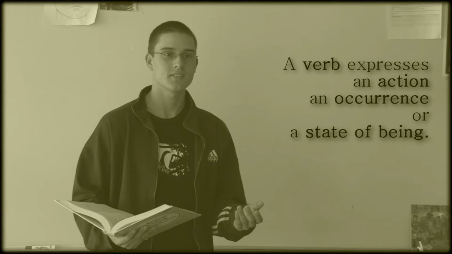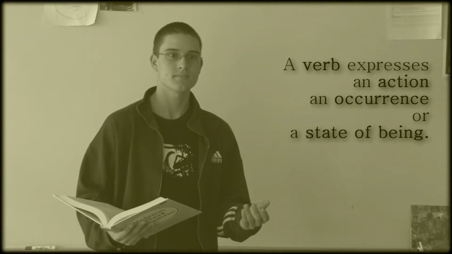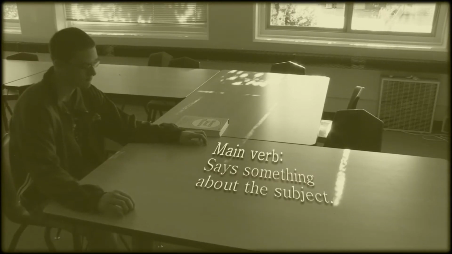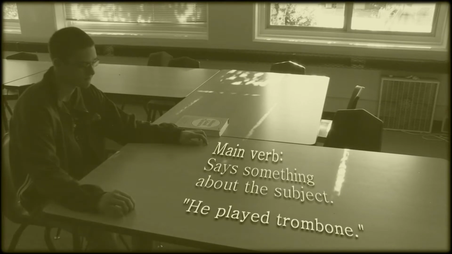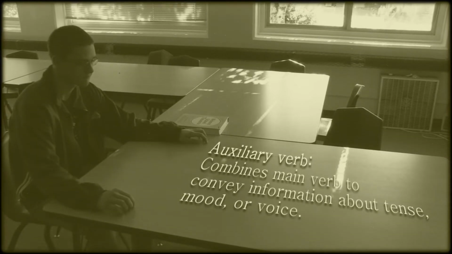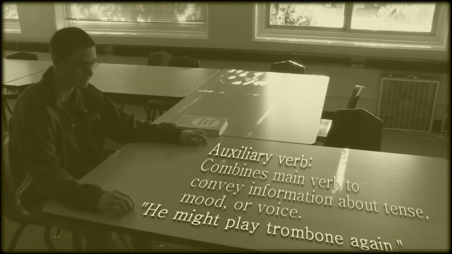A verb expresses an action, an occurrence, or a state of being. There are many different types of verbs. A main verb is something that says something about the subject. He played trombone. Auxiliary verbs combine with a main verb to convey information about tense, mood, or voice. He might play trombone again.